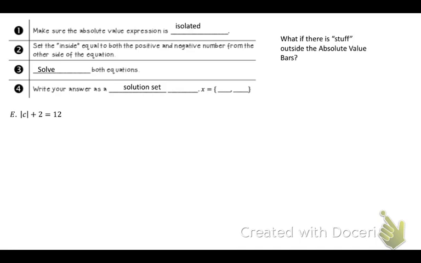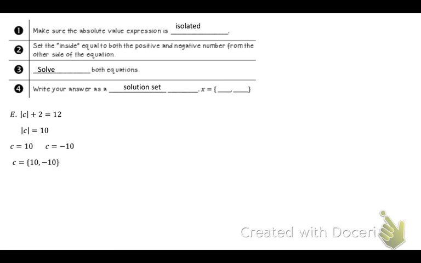Okay, if there's stuff outside the absolute value bars, isolate the absolute value. So just get it by itself first and then do everything the same way. So here we're going to subtract the 2 over and you get the absolute value of c equals 10. So that means c equals 10 and c equals -10. Pretty simple. This one, we have to get rid of that 6, so we're going to divide by it first. So you get the absolute value of x equals 4. So that's going to be x equals 4 and x equals -4.